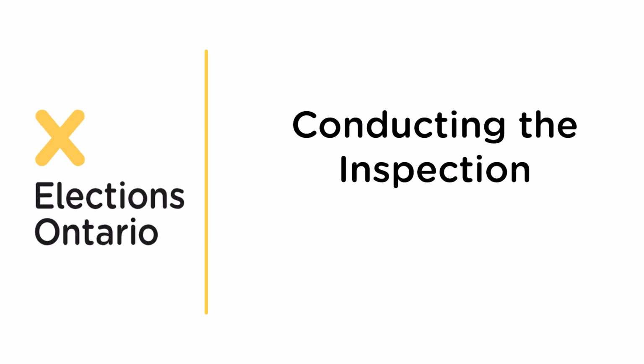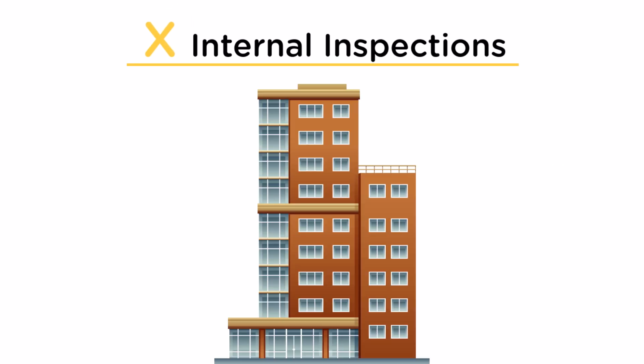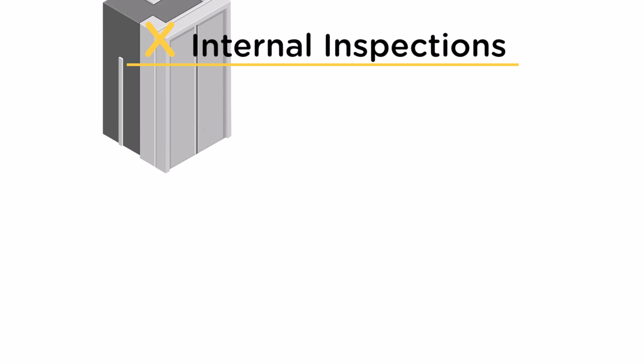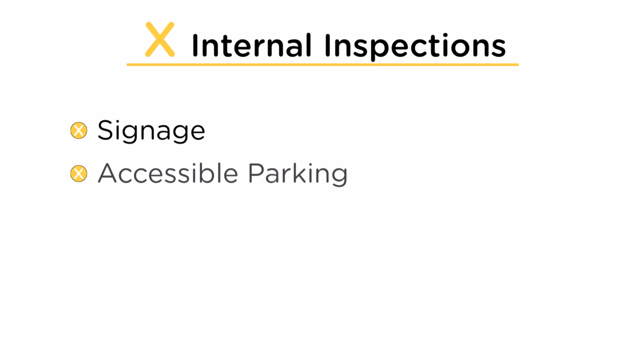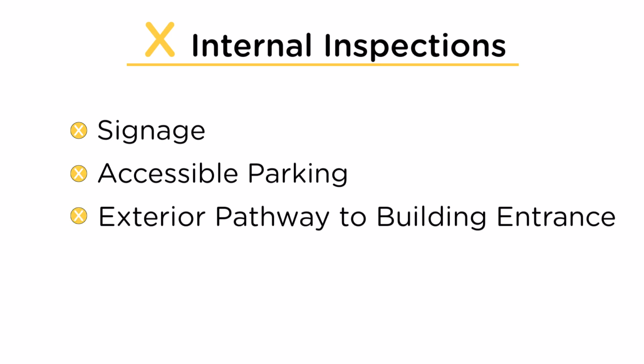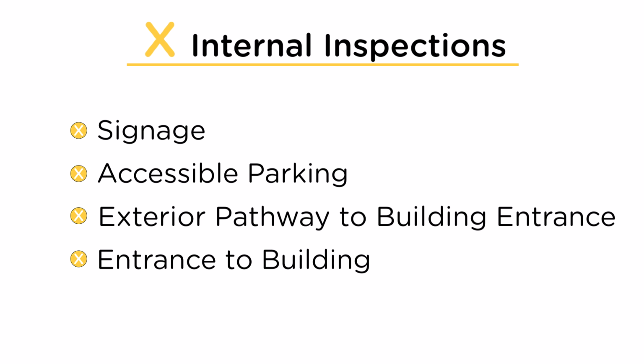Conducting the inspection. Internal inspections. If a location is in a self-contained apartment or isolated northern community, only an internal inspection is required. That is the route from the elevator to the voting room. In this case, signage, accessible parking, exterior pathway to building entrance, and entrance to building assessment criteria are not mandatory and do not need to be inspected.